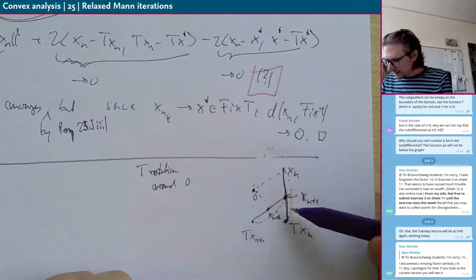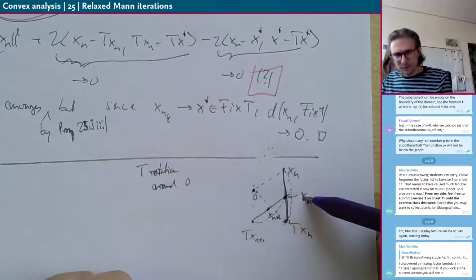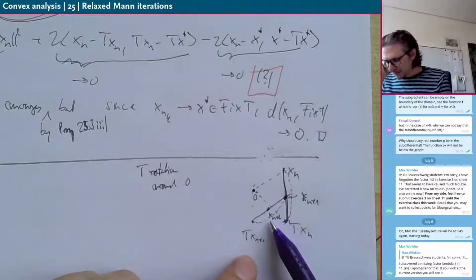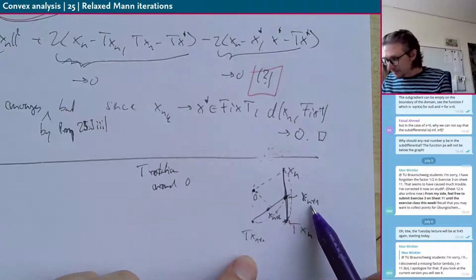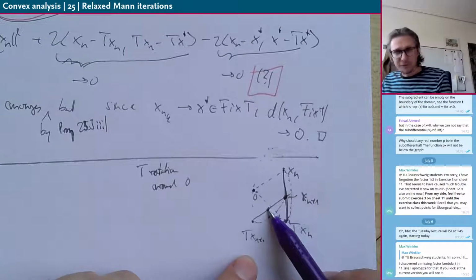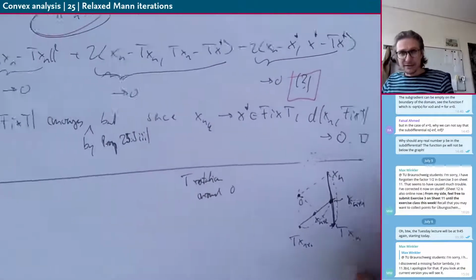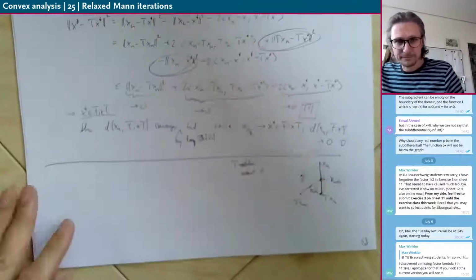So xn, T of xn, xn plus 1 in the middle, again rotating that around the origin, taking xn plus 2 in the middle between xn plus 2 and T xn plus 2, we move closer to the origin again. Okay, and this looks like a good idea, and in fact it's working.